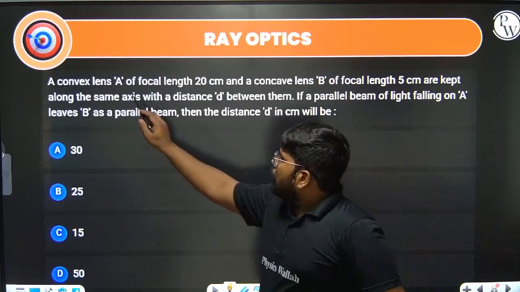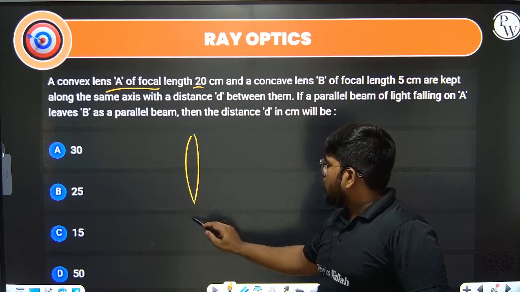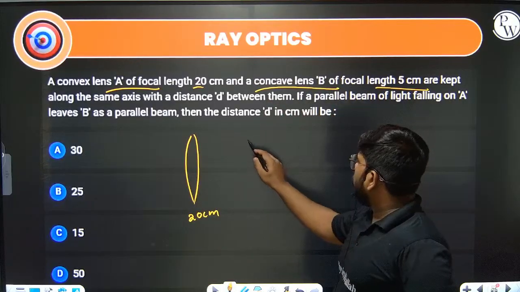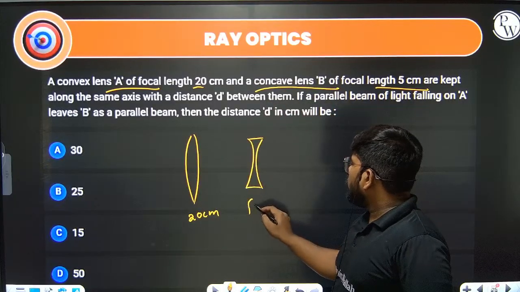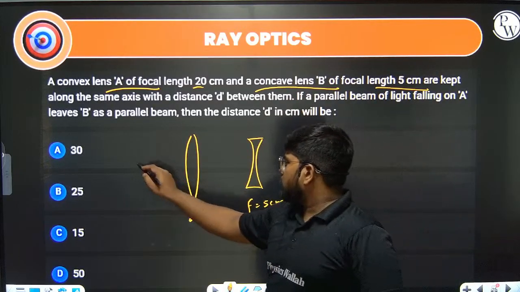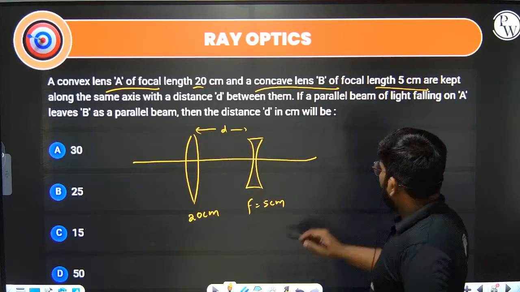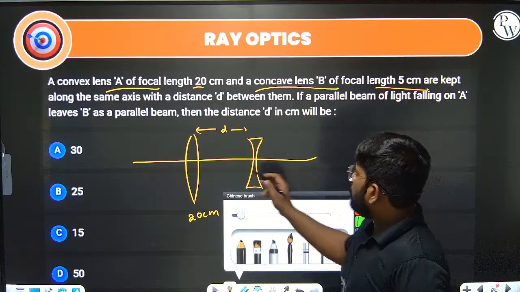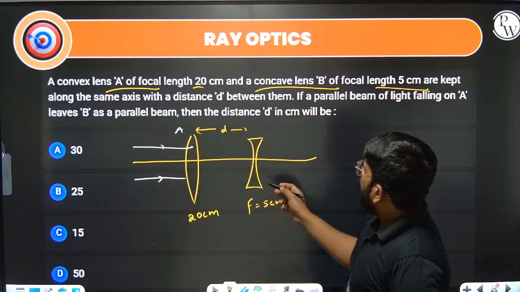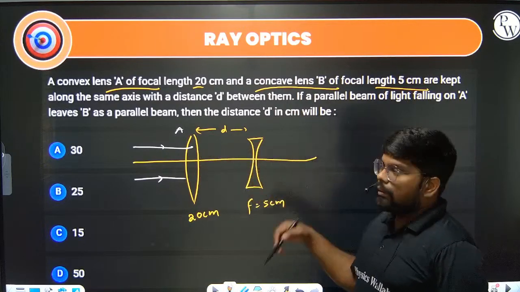Now we have an application-based question on lenses. A convex lens is given, focal length 20 centimeters, fine, and a concave lens, focal length 5 centimeters, fine, and they are kept along the same axis. The distance between them is given as d. A parallel beam of light is incident on lens A, and leaves as a parallel beam. It is coming in and leaving as a parallel beam.